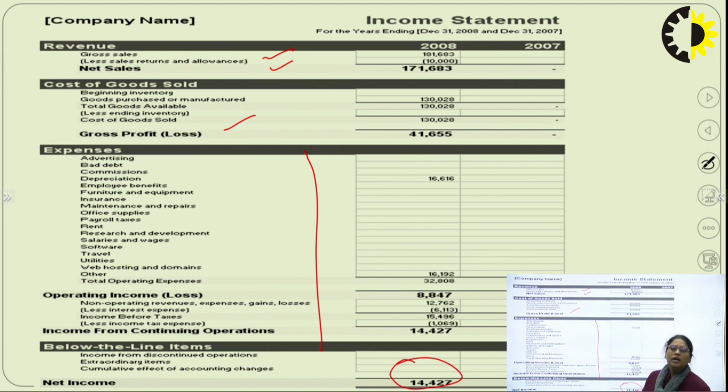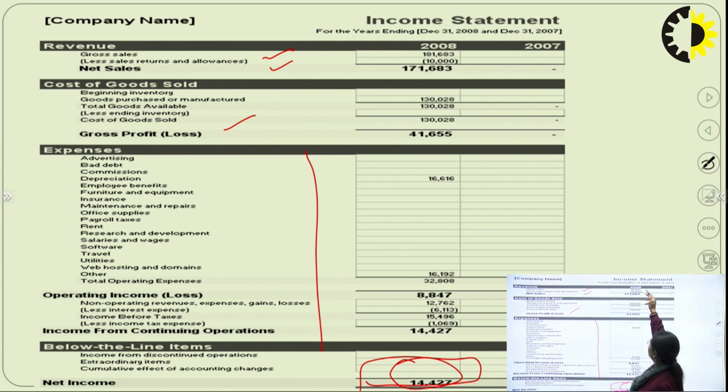This is called your net profit or net loss value. So this is called your net income value, which arises after subtracting the expenses value from the net sales value. So these are some values.